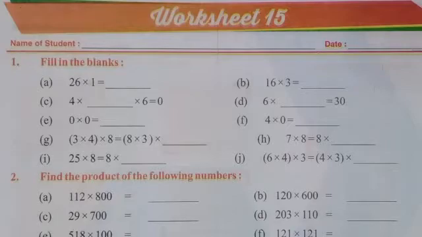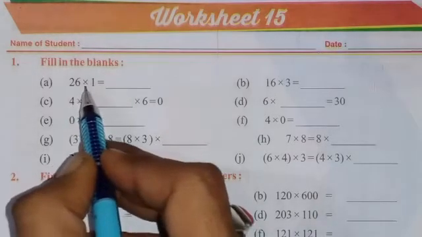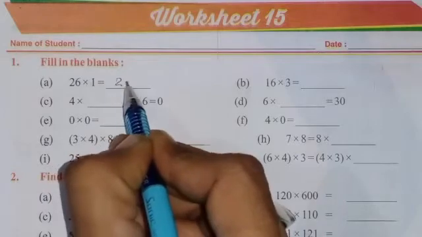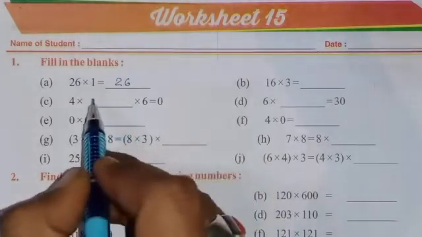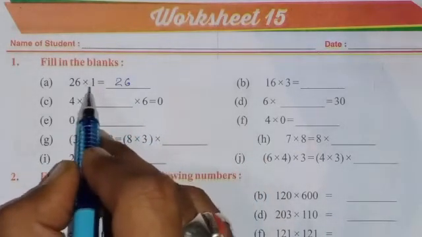This is the workbook of class 4th for mathematics and today we are going to solve worksheet 15. The very first question is: fill in the blanks. The first question is 26 into 1. Of course the number will be 26. As you all know, if we multiply any number by 1, the answer will be the same number.